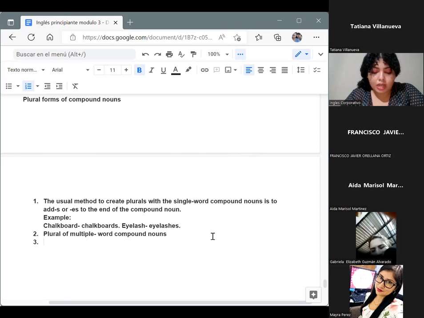Other times, hyphenated compound nouns don't follow the pattern, as in sister-in-law or runners-up, as was the case in multiple word compound nouns. These words turn the main word rather than the final word into plural.